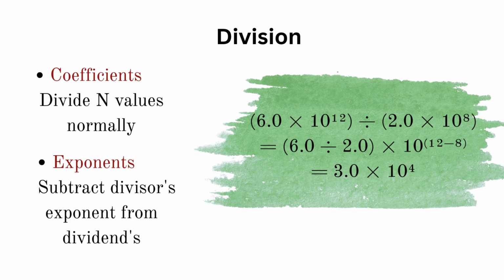Now you simply divide 6 by 2. That will give 3. And now subtract the exponents. That is 3 into 10 to the power 12 minus 8, which will give 4. So the answer will be 3.0 into 10 to the power 4. So remember, divide the coefficients and subtract the exponents.